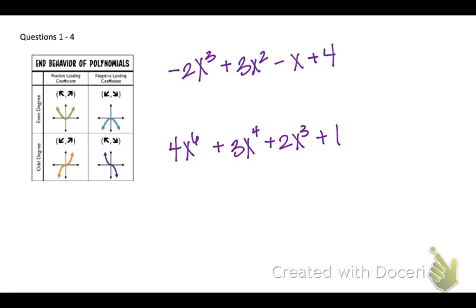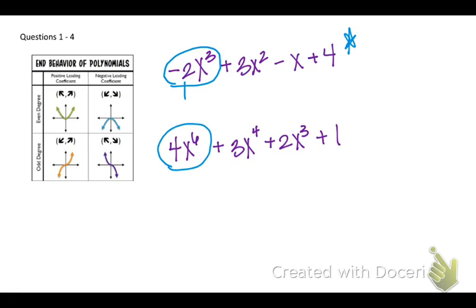So basically what we're doing is, this is that chart I went over. You always look at your highest exponent power. Here, this one is my highest exponent power. Down here, this one is my highest exponent power. But let's focus on this first one for right now.